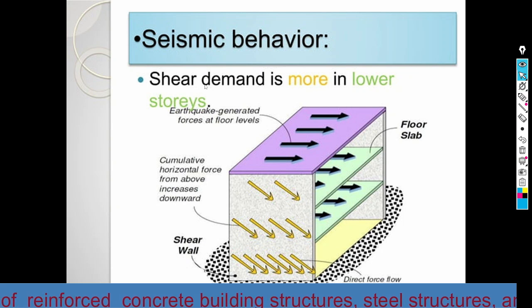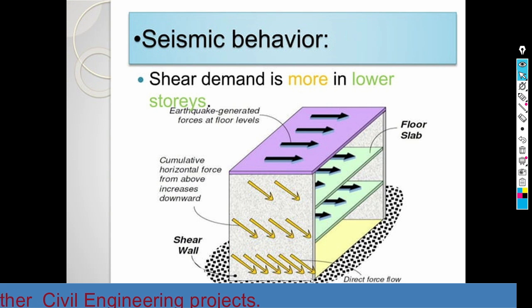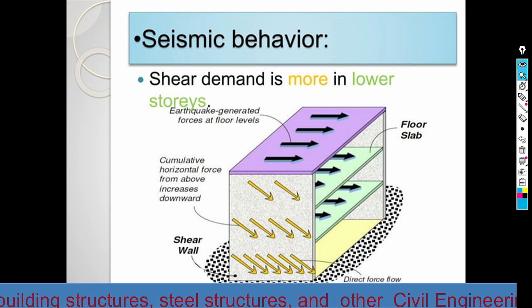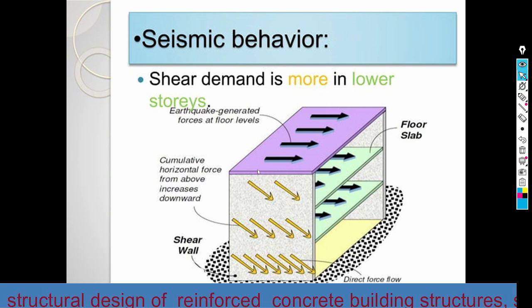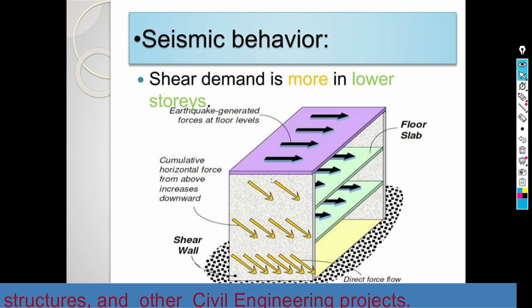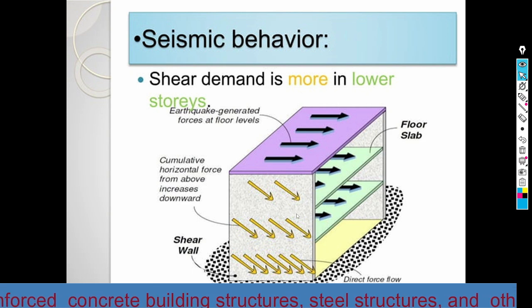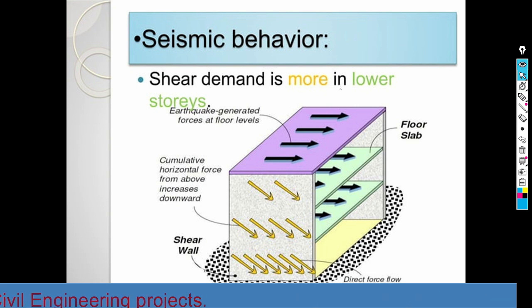Now here, the shear demand is higher at the base of the building or at the base of the structure, and it is small at the top of the structure, because the cumulative summation of the horizontal forces at every floor will provide the base shear. So shear demand is more in the lower part.